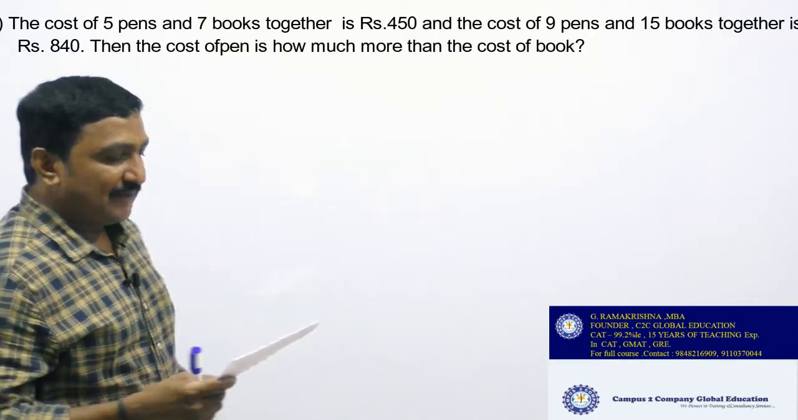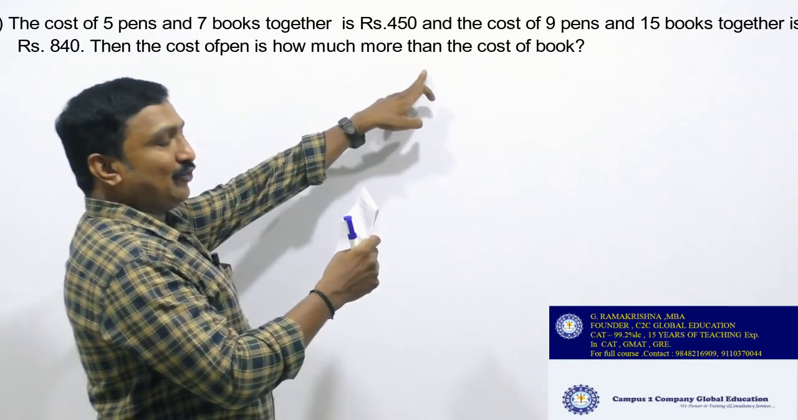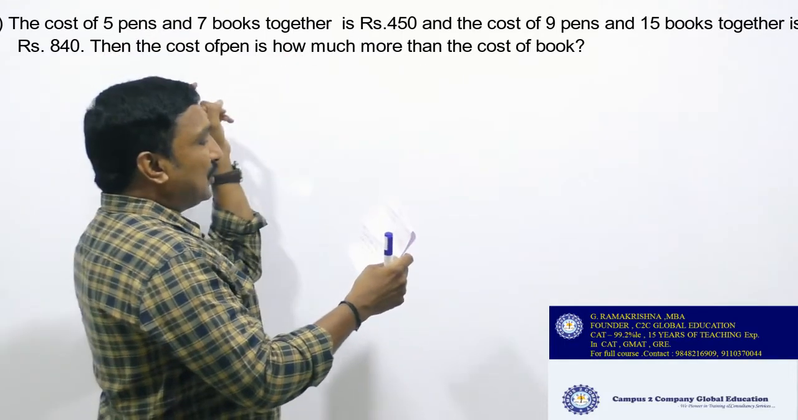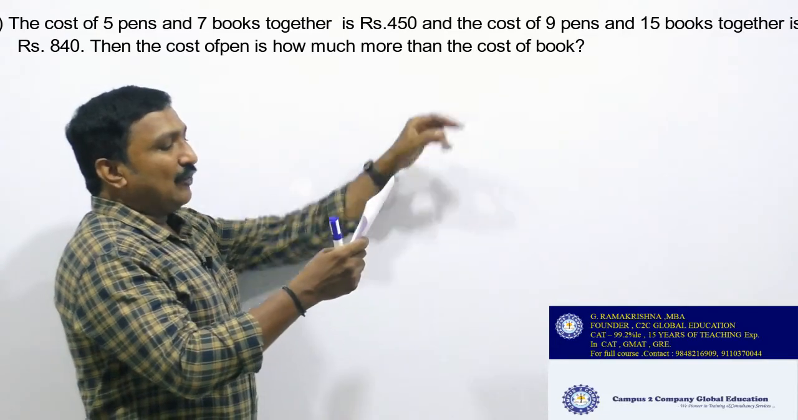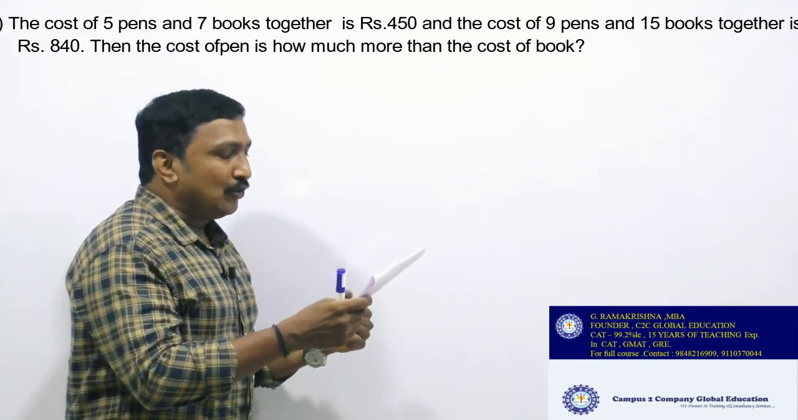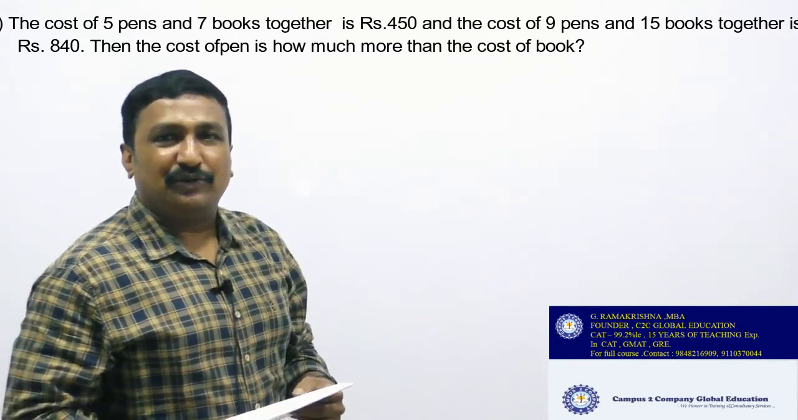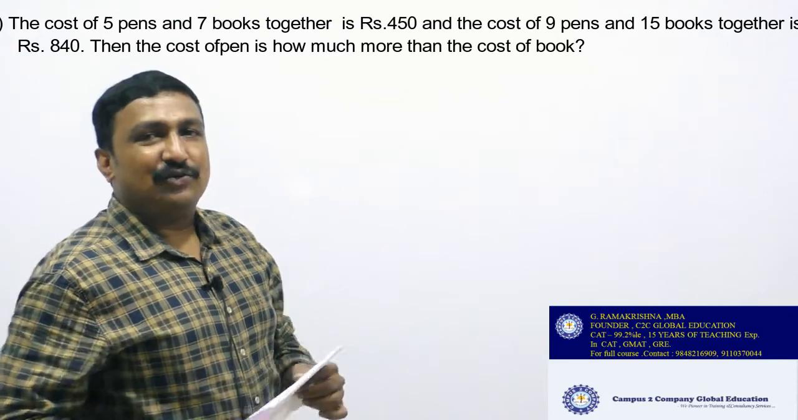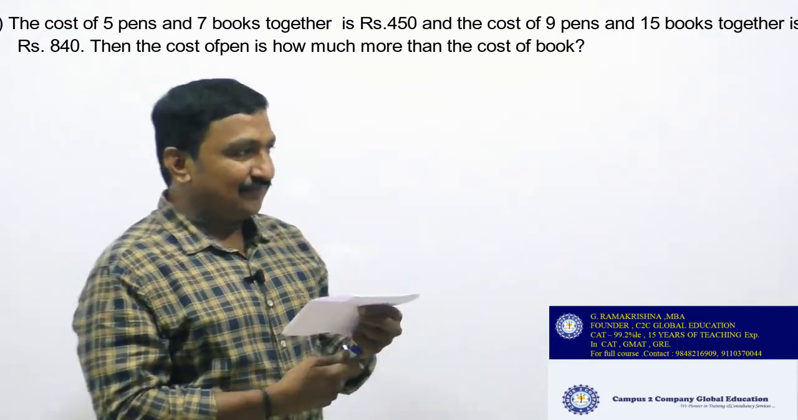The next question is: the cost of 5 pens and 7 books together is 450 rupees, and the cost of 9 pens and 15 books together is 840 rupees. Find how much more the cost of a pen is than the cost of a book. This is the third different question friends, right?